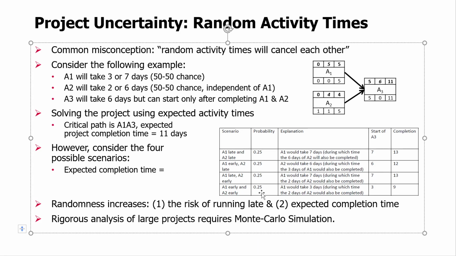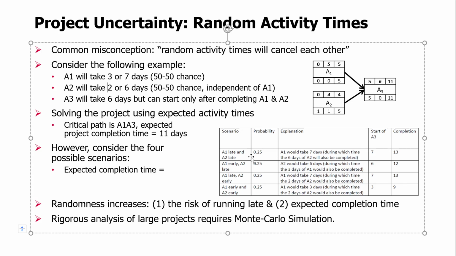Now, assuming these are independent events, the probability of each of those 4 events is a joint probability, so 0.5 times 0.5, 50% times 50%. So probability of each of those possibilities is exactly 25%.